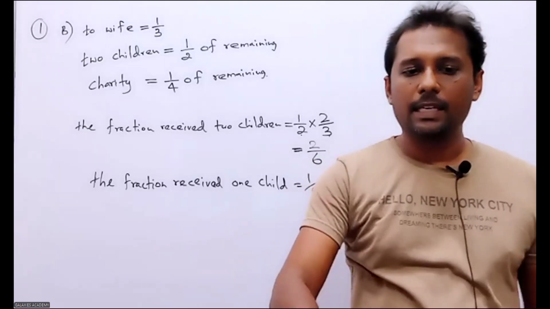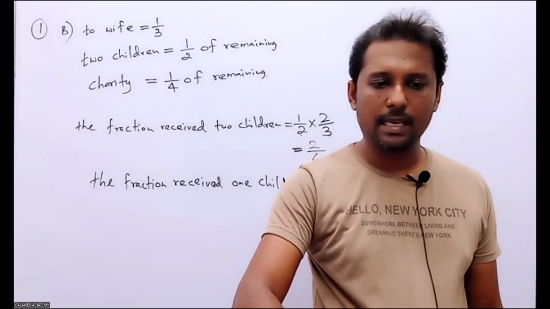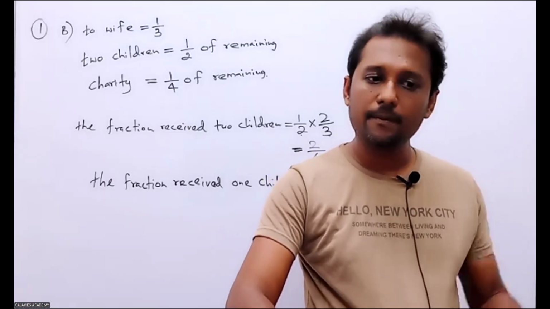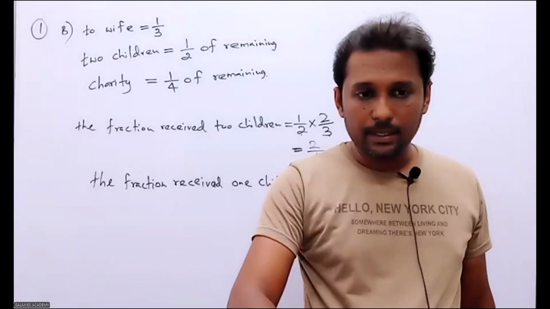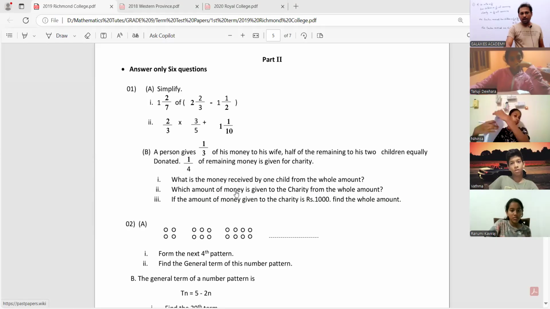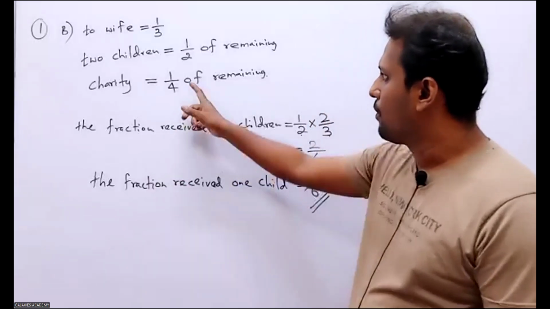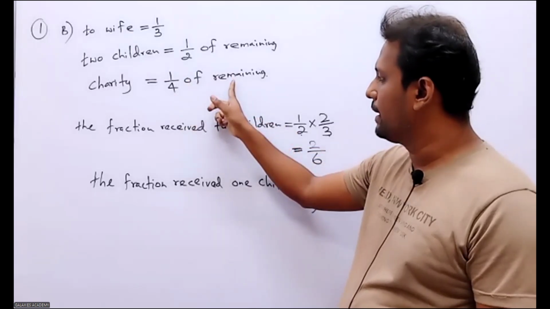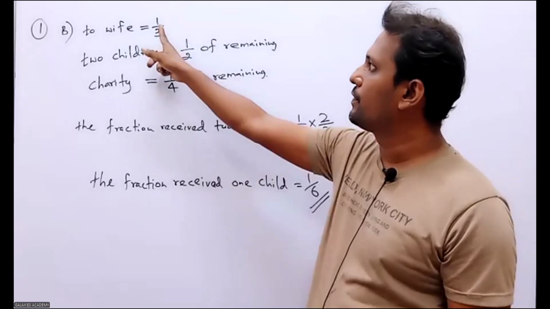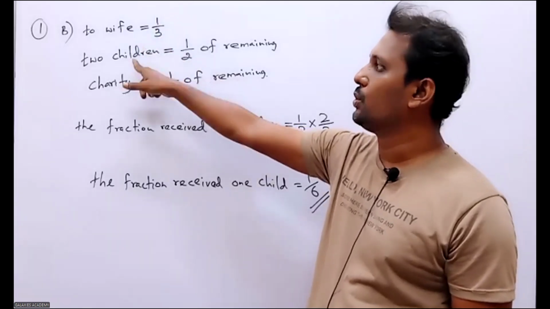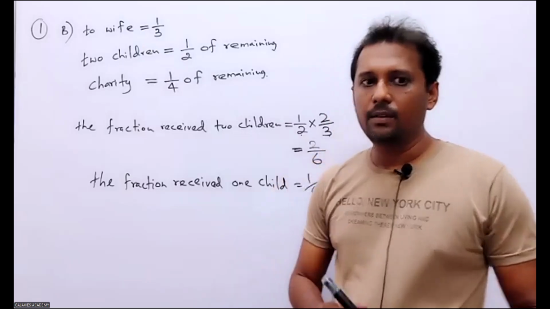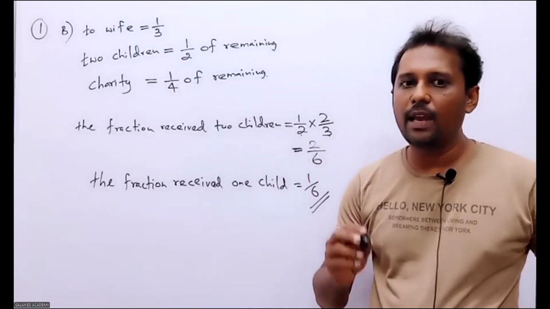Right. Then look at the next part. The second part of capital B. The second part given: which amount of money is given to the charity from the whole amount? He donated to the charity 1 over 4 of remaining. This remaining means after he gave to the wife and 2 children. First, I will find what is the portion he gave to wife and 2 children.